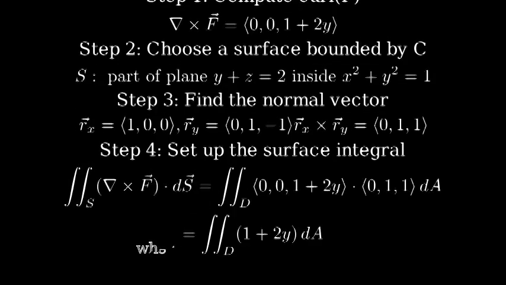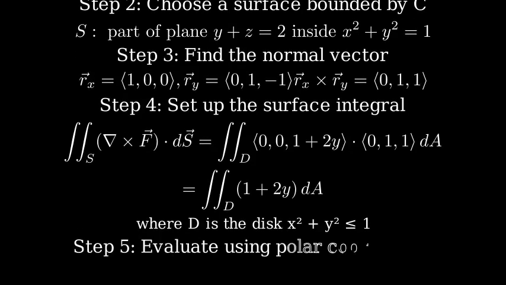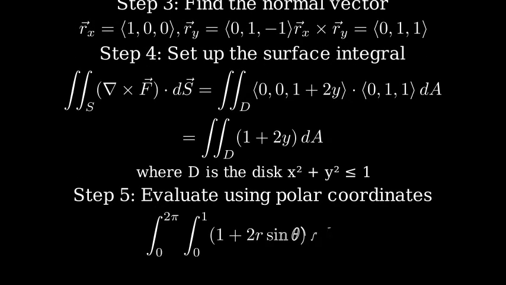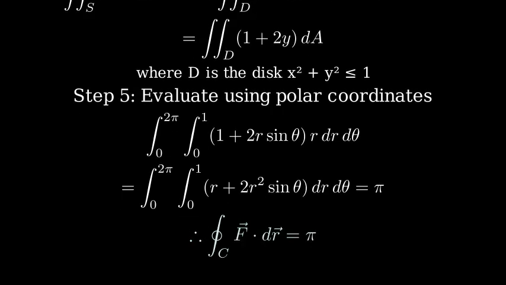This simplifies to the double integral of 1 plus 2y over the disk x squared plus y squared less than or equal to 1. Step 5, we evaluate this integral using polar coordinates. After substituting r sine theta for y and integrating, we get pi. Therefore, the line integral of F around curve C equals pi.